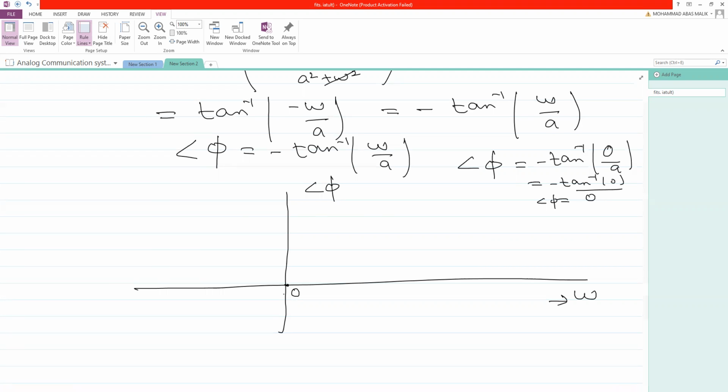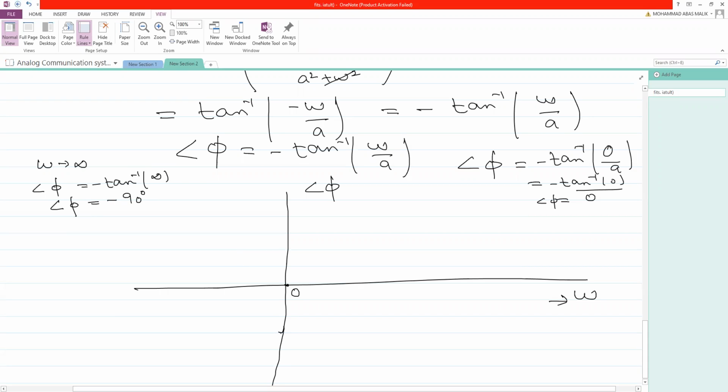Well done. Now, second case, when omega tends towards infinity, angle phi will be equal to minus tan inverse of infinity divided by a, that's infinity. So you can conclude this is equal to minus 90, because tan inverse of infinity is 90. So you have angle phi equal to minus 90, right?